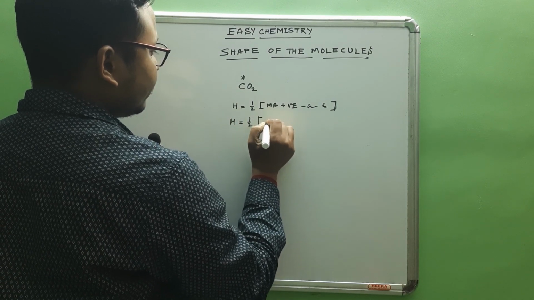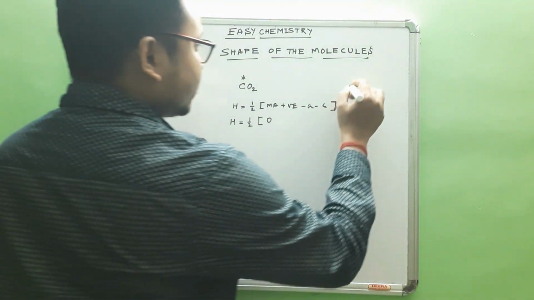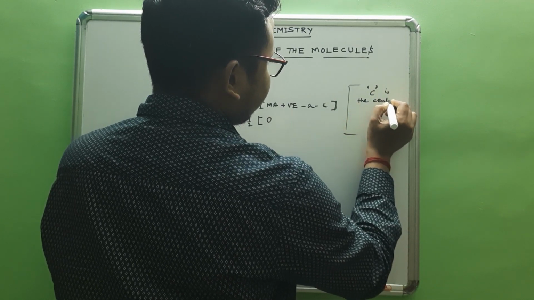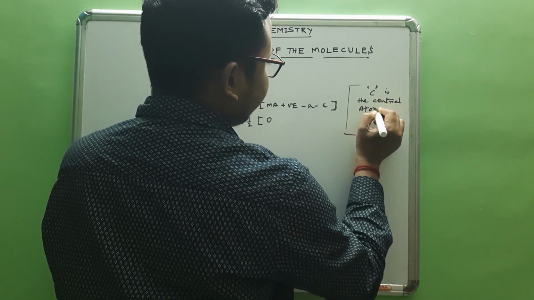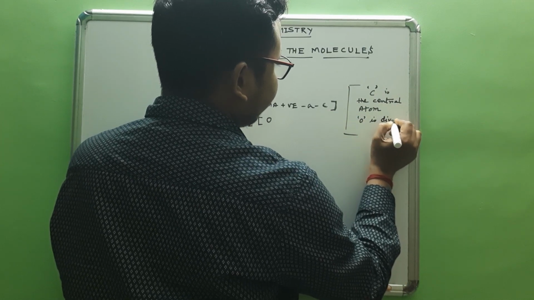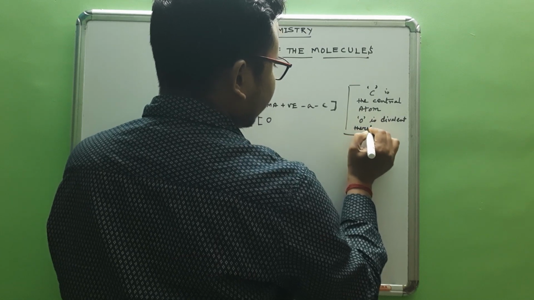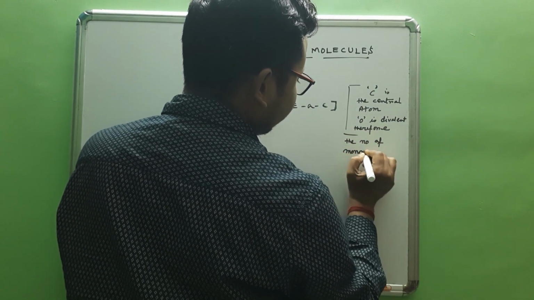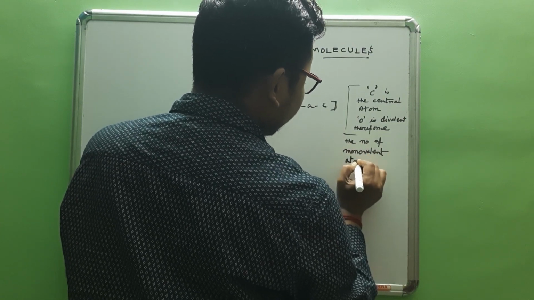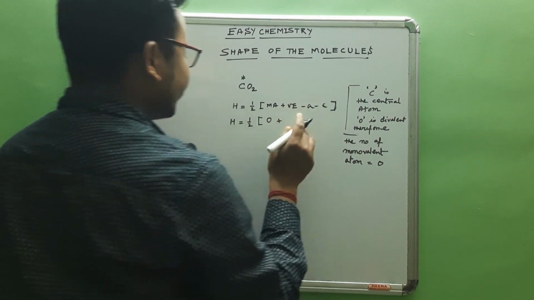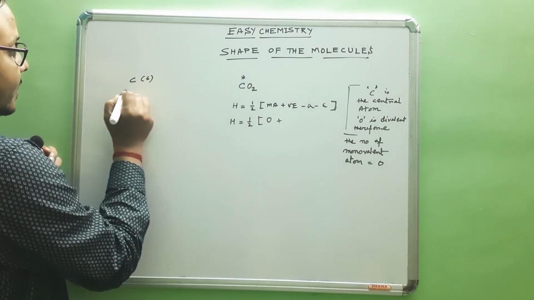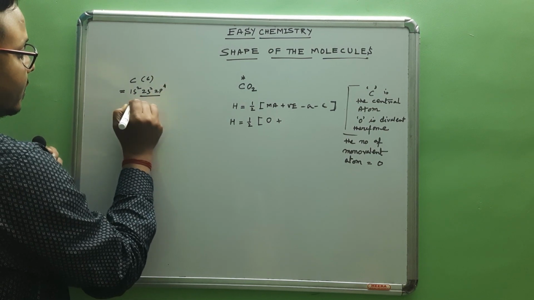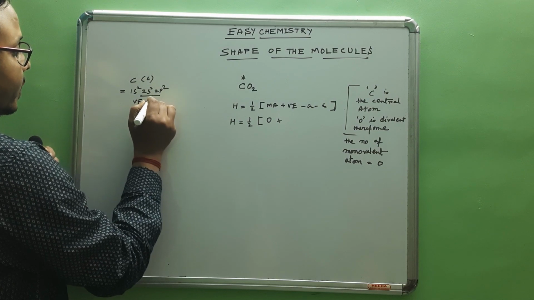The number of monovalent atoms is 0 because oxygen is a divalent atom. Here carbon is the central atom and oxygen is divalent. Therefore, the number of monovalent atoms is 0. And what is the number of valence electrons of carbon? Carbon's atomic number is 6, so 1s2, 2s2, 2p2.